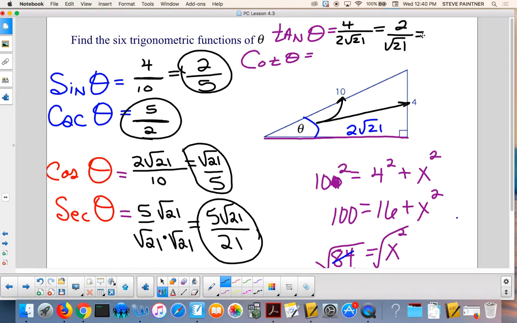Now Paul is going to rationalize it, and he already did. What is it? 2 times square root of 21 over 21. Is 2 square root of 21 over 21 reducible? No. No, you're done. Okay.